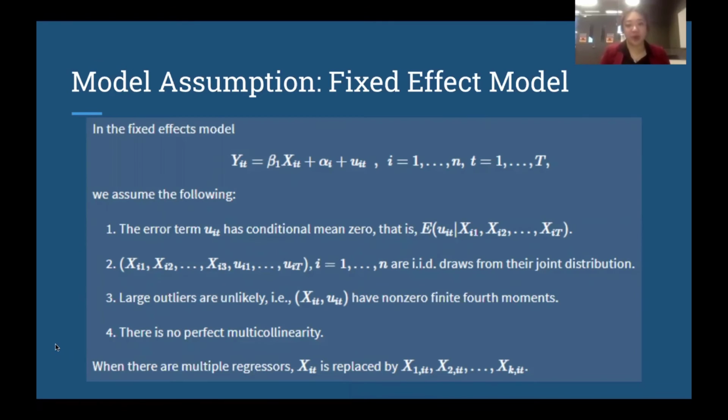The fixed effects model has the following assumptions. Firstly, the error is uncorrelated with observations of the variable x for the entity i over time. If this assumption is violated, we'll face omitted variable bias. Secondly, variables are IID across entities and are selected by simple random sampling. Thirdly, large outliers are unlikely, and lastly, no perfect multicollinearity.